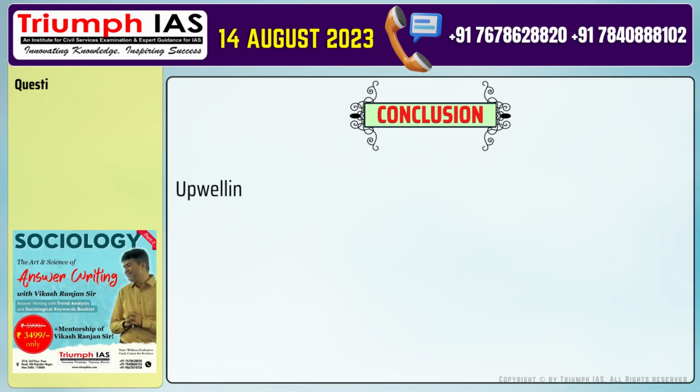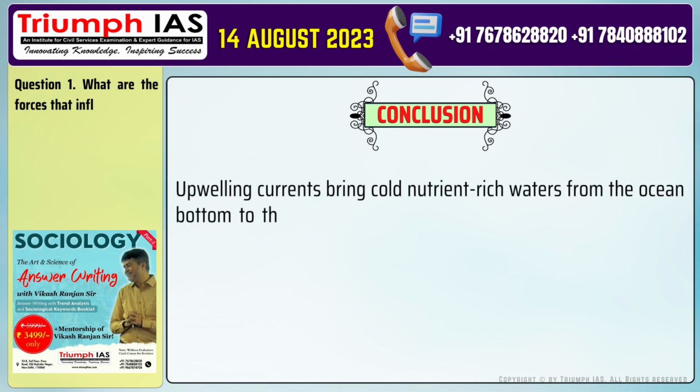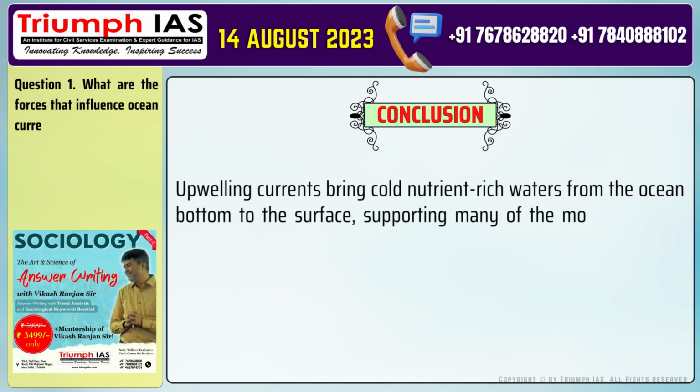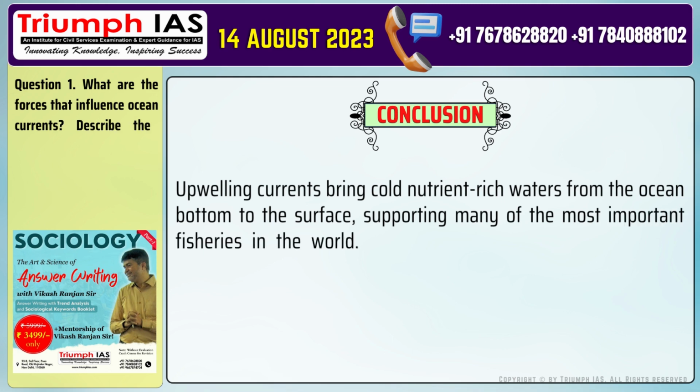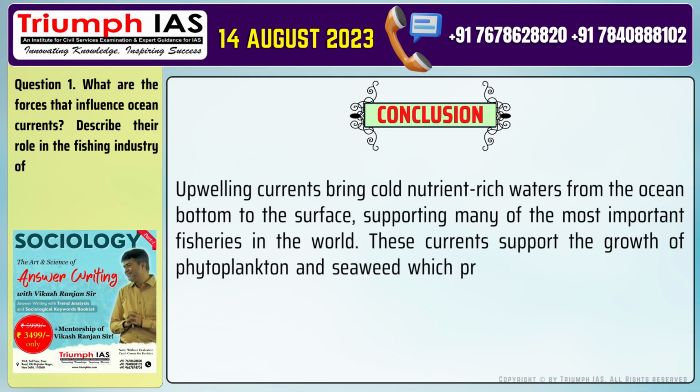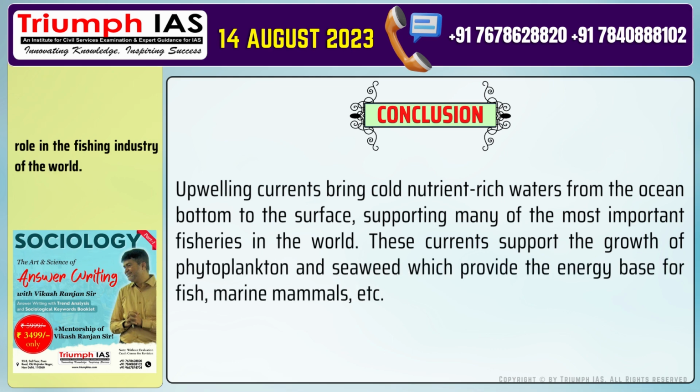Conclusion of the answer is: upwelling currents bring cold, nutrient-rich waters from the ocean bottom to the surface, supporting many of the most important fisheries in the world. These currents support the growth of phytoplankton and seaweed, which provide the energy base for fish, marine mammals, etc.